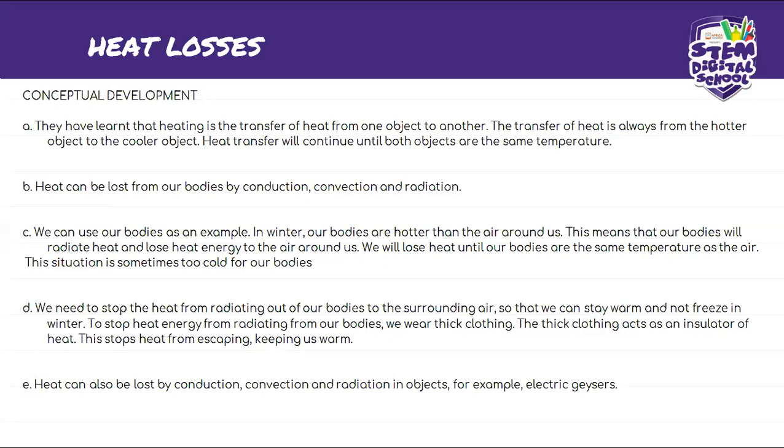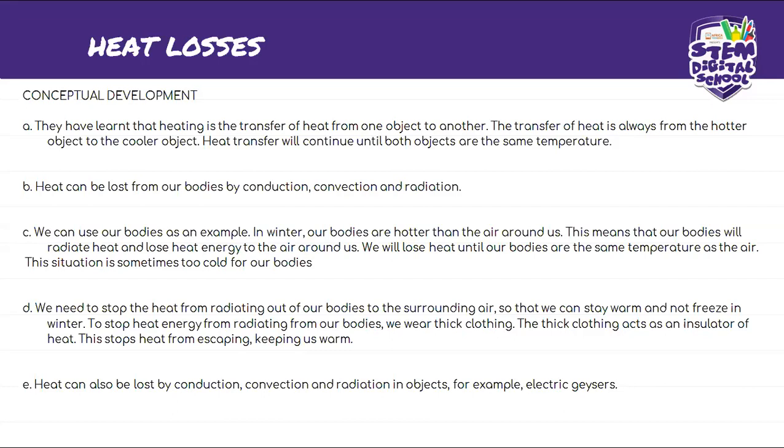We can use our bodies as an example. In winter, our bodies are hotter than the air around us. This means that our bodies will radiate heat and lose heat energy to the air around us. We lose heat until our bodies are at the same temperature as the air. This situation is sometimes too cold for our bodies. We need to stop the heat from radiating out of our bodies to the surrounding air so that we can stay warm and not freeze in winter.